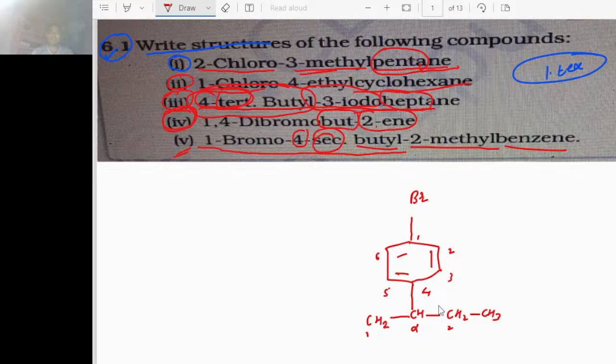And now total carbon is 4, student. So what will it be? That is the butyl group. It will be the butyl. So it is correct, student. 1 bromo, 4 secondary butyl, 2 methyl. On the second position, what is there, student? This is also there, the CH3 group. That is methyl. So 1 bromo, 4 secondary butyl, 2 methyl benzene. So that is correct. Now we are going to move on to the second question, students.